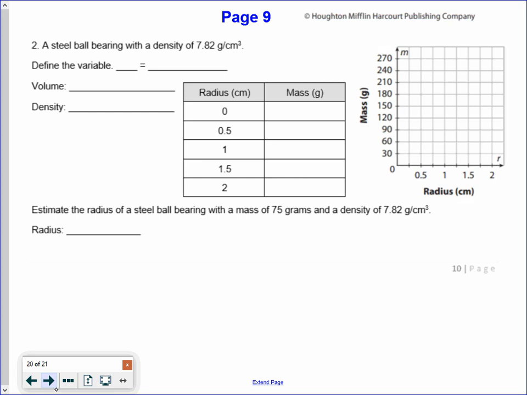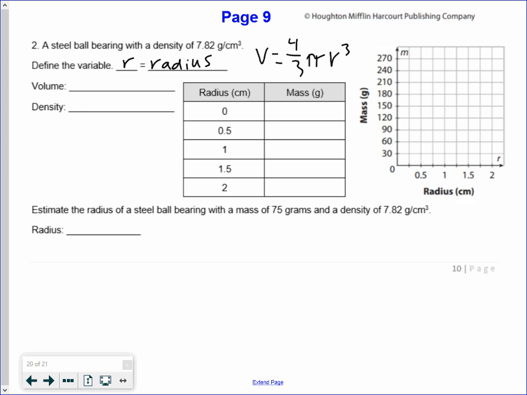So on number 2 here, we're told a steel ball bearing has a density of 7.82 grams per centimeter cubed. We're going to figure out its mass depending on what the radius is going to be. So remember, the volume of a sphere, and a steel ball is a sphere, is 4/3 pi r cubed. So the only variable I'm really going to have to define is my r. R is going to be my radius.